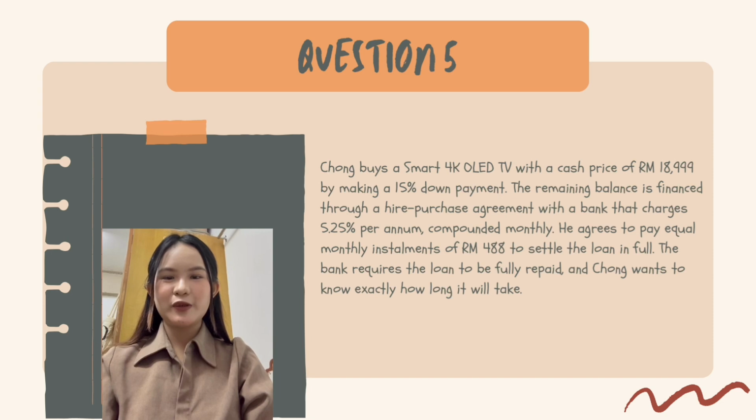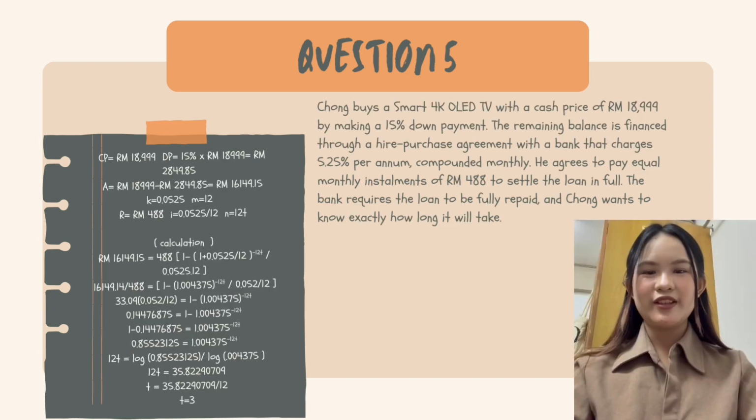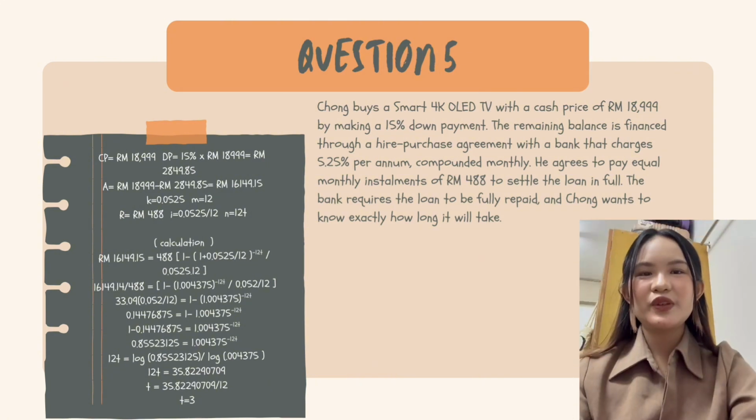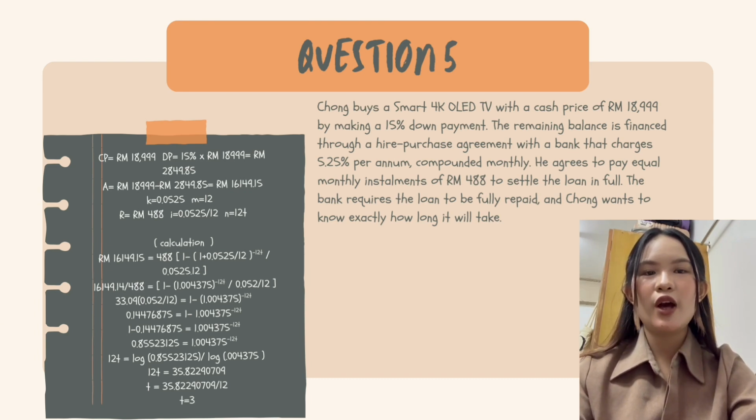Now, let's take a look at the last question. Question 5. So we already identified the values. Now let's do the calculation. The first step is 16,149.15 equals 488 times (1 minus (1 plus 0.0525 over 12) to the power of negative 12t) divided by (0.0525 over 12). Then you move the 488 to the other side.